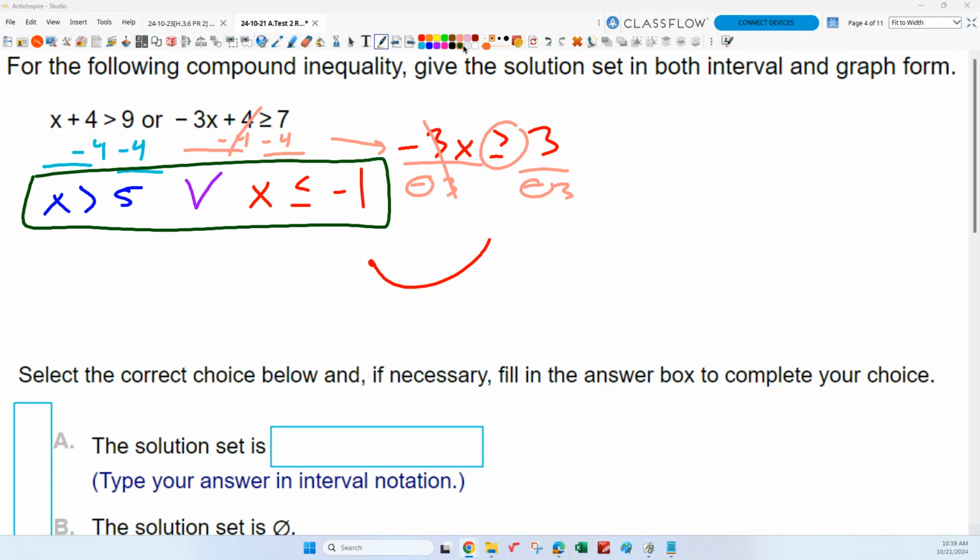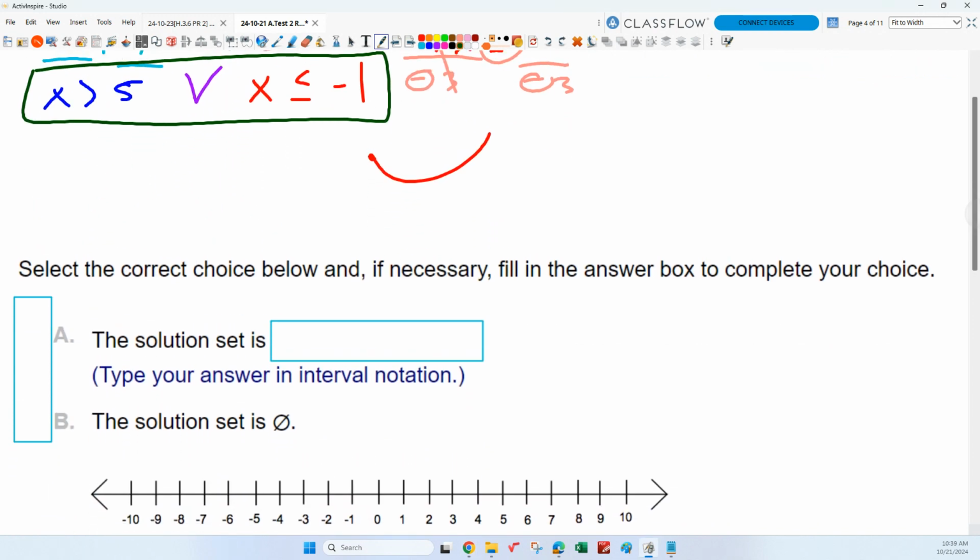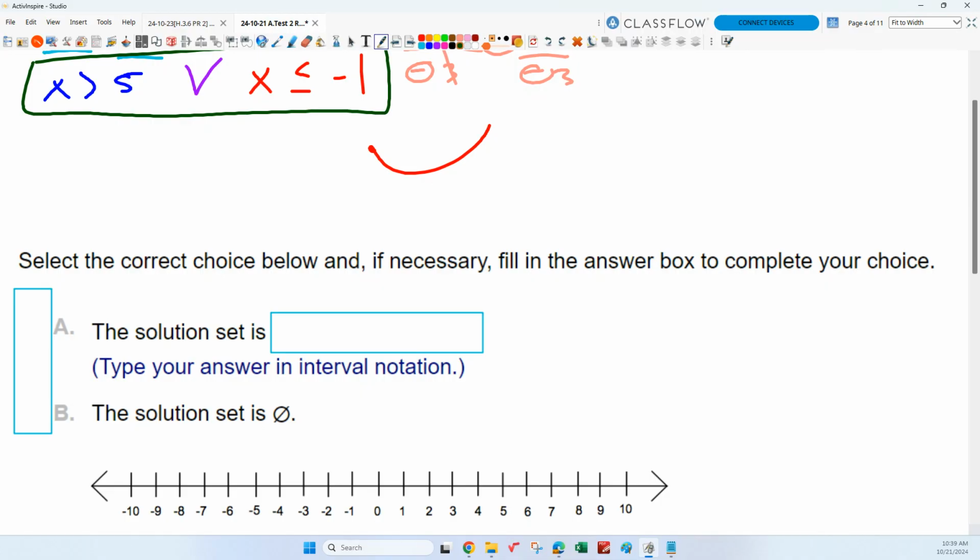Written as an inequality. Now they want the solution in interval and graph form. Okay, so let's graph it first. There's our solution. What am I going to do? x is greater than 5 or x is less than or equal to negative 1. How am I going to graph that? How about the blue part? What's that look like?